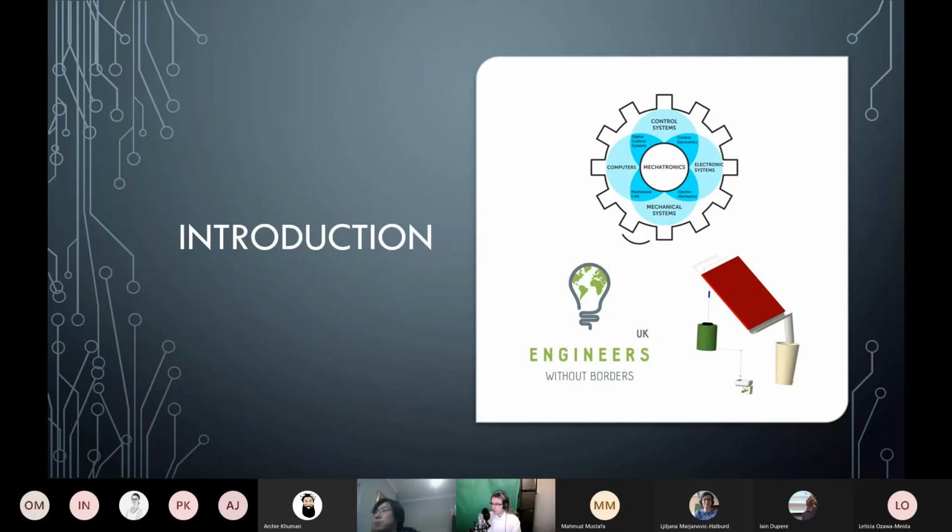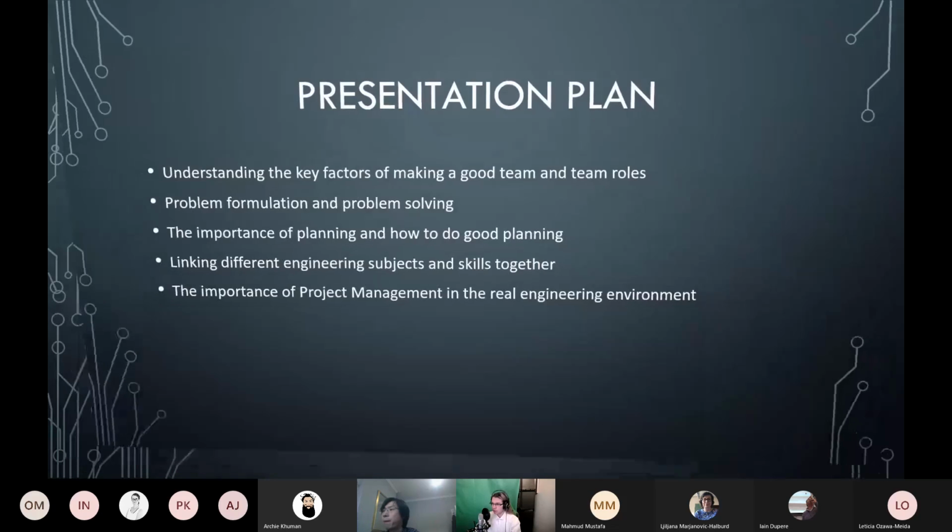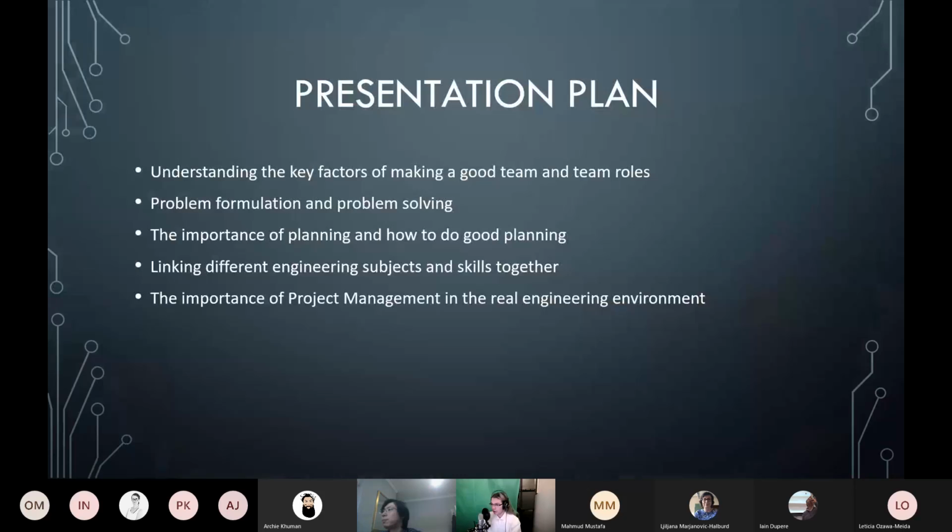Specifically, I will introduce the following learnings in the order of implementing our project: understanding the key factors of making a good team and team roles, problem formulation and problem solving, the importance of planning and how to do good planning, linking different engineering subjects and skills together, and the importance of project management in the real engineering environment. Before talking about each point in detail, I would like to briefly introduce the background of the project we decided to do.